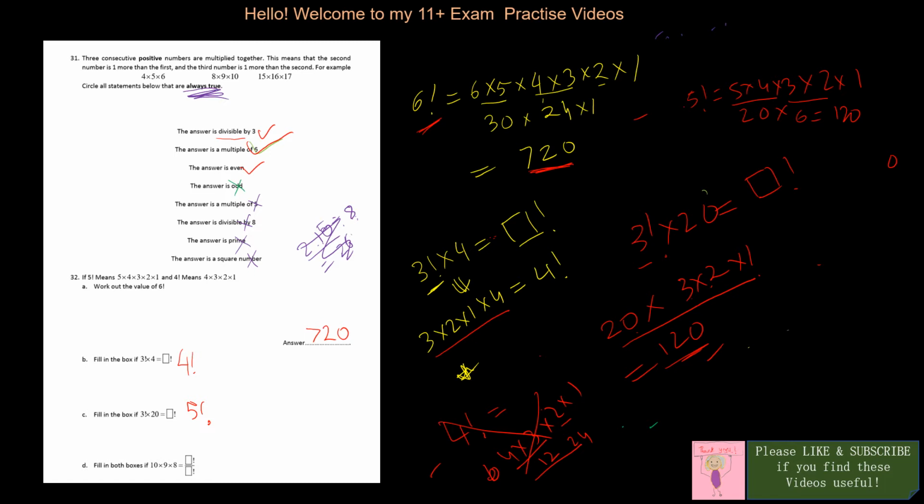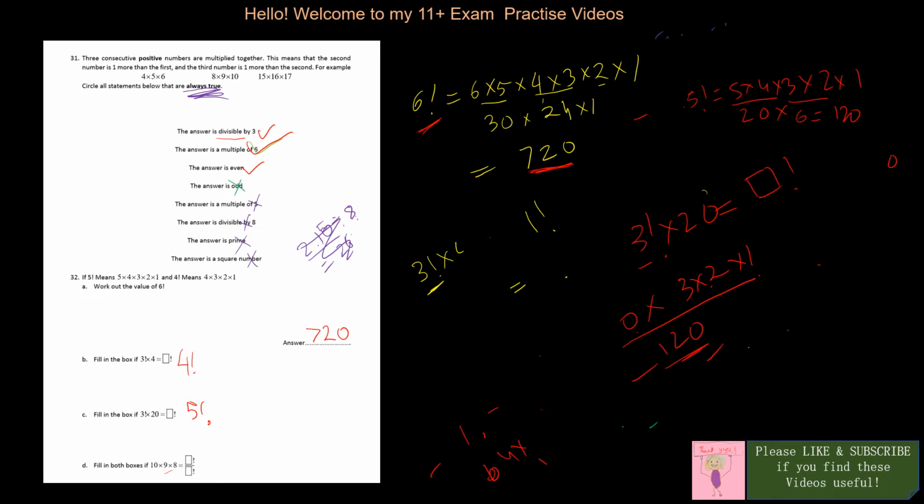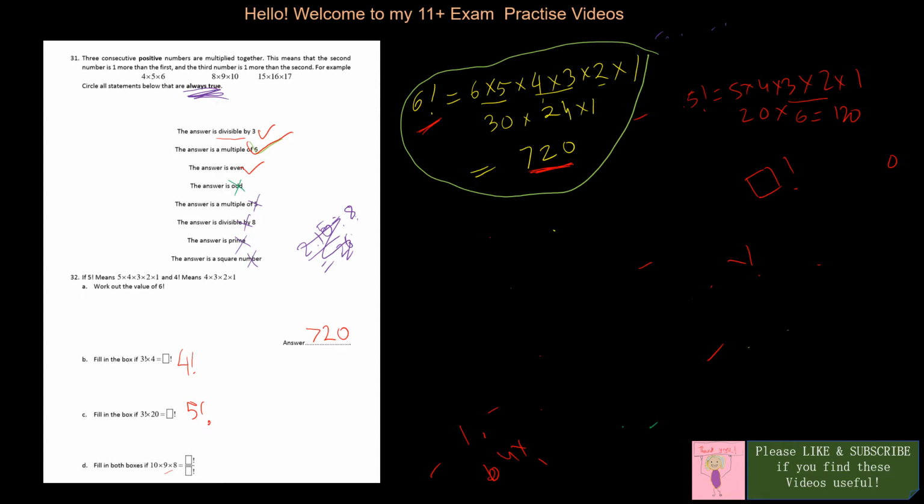The next one they're saying fill in both boxes: 10 times 9 times 8 is what divided by what. Okay, so 10 times 9 times 8 is 720. So we just did 720 by the way, that is factorial 6. So we have to write what divided by what. So both the top and the bottom have to be factorial.